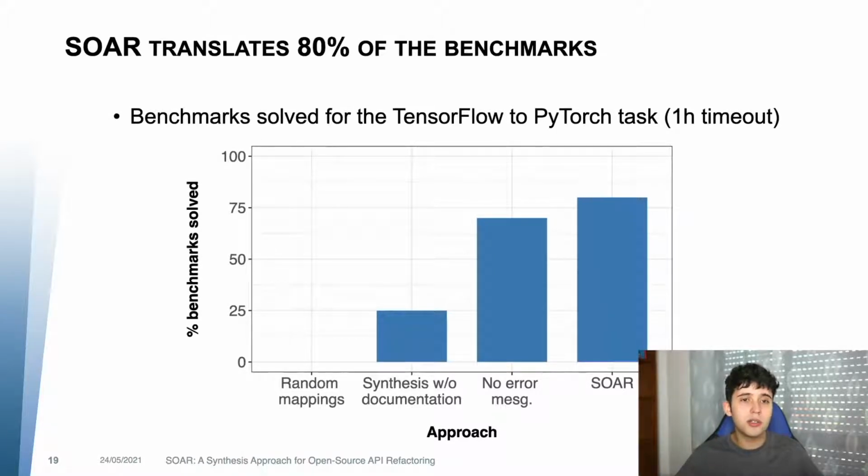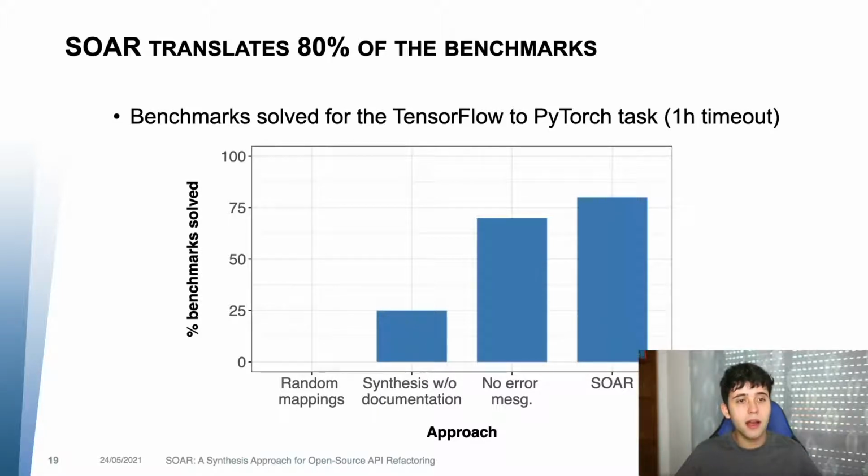This bar chart here shows the impact of each idea I discussed throughout the talk. The y-axis is the percentage of benchmarks we solve with a timeout of an hour for each benchmark. And the x-axis corresponds to turning off a different feature of SOAR. The first bar corresponds to turning off the documentation-based mappings. If we use random mappings instead of the documentation-based mappings, we cannot solve any benchmark. This is because both PyTorch and TensorFlow are huge libraries with over 2,000 APIs each, so it takes too long to try every combination.